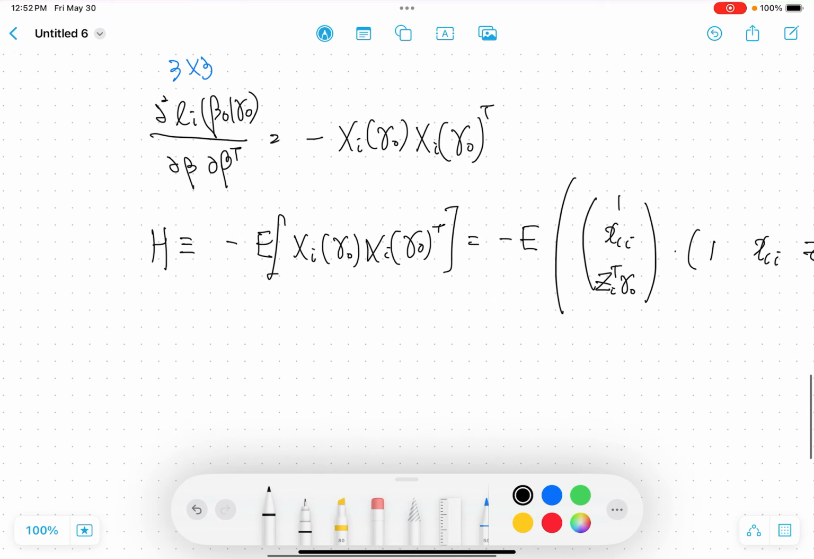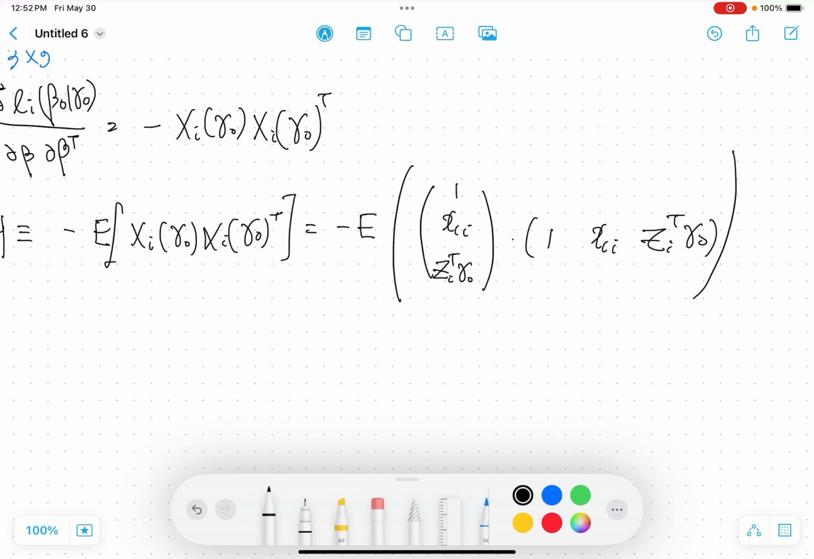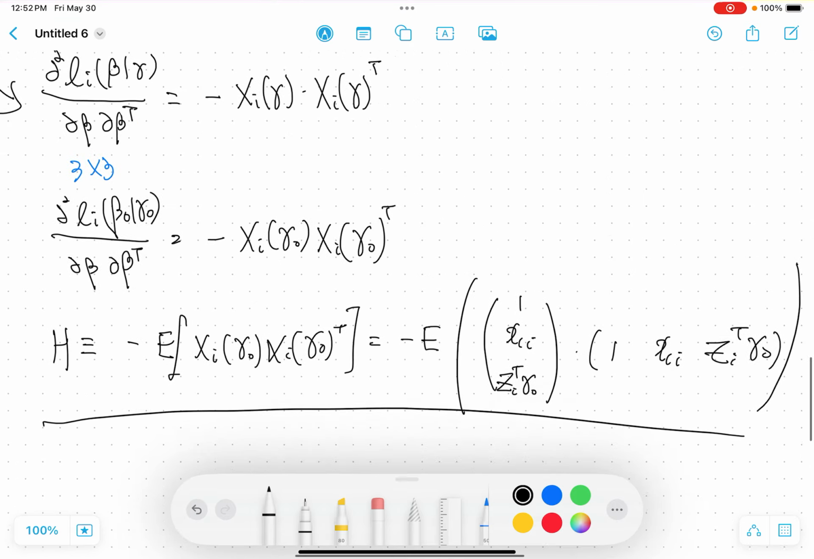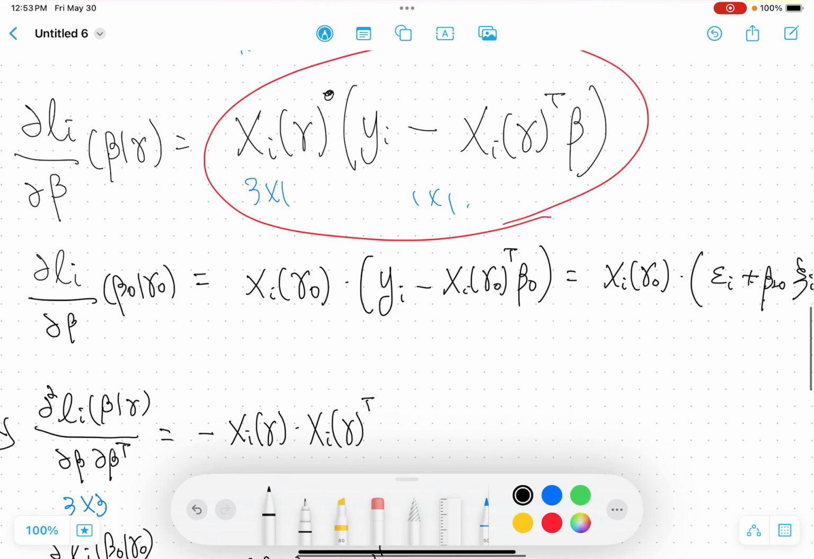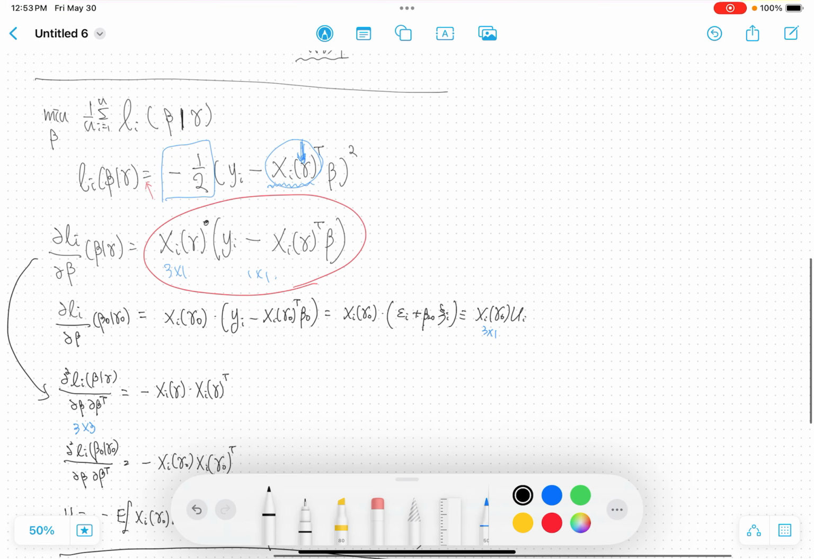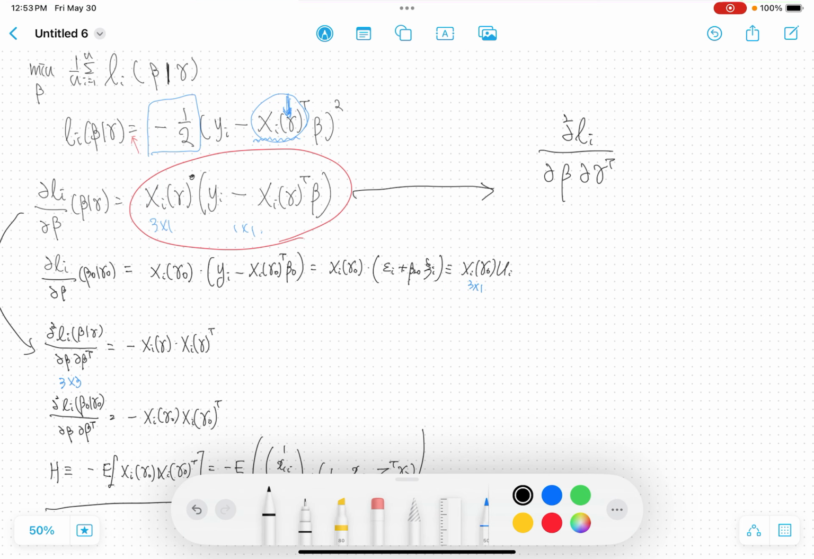So this is a 3 by 3 matrix. We are just using a vector notation. This is H. We will use them later. And now we are going to differentiate this guy. We start from here to calculate the cross derivative, right? To calculate the cross derivative, first think about the dimension.